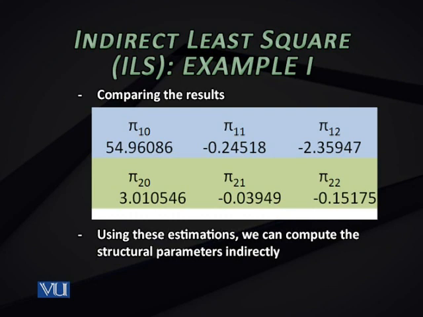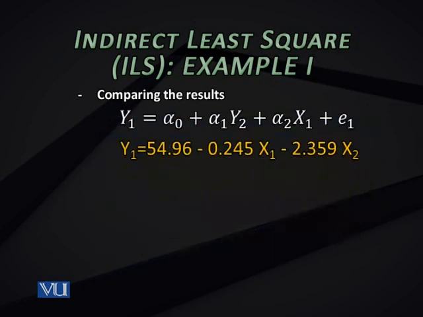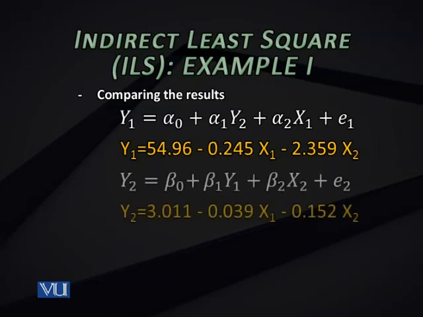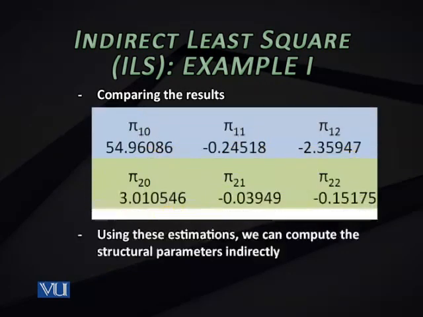Now we have got the values of these reduced form coefficients. What we can do is indirectly use them to get the values of the structural parameters. So you can see that we are comparing equation 1 with the estimated equation 1 and equation 2 with the estimated equation 2. And this gives the values of pi's that I just told you. In the table you are seeing the values of pi's. You can have a quick glance at, say, pi 1 1, for example, which is minus 0.24518, etc. So we'll use these estimates and get the structural parameters.